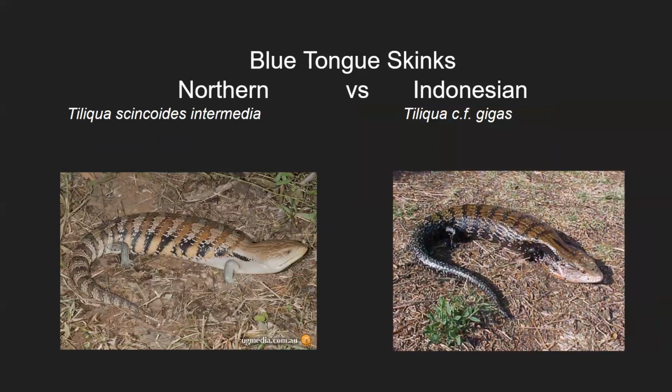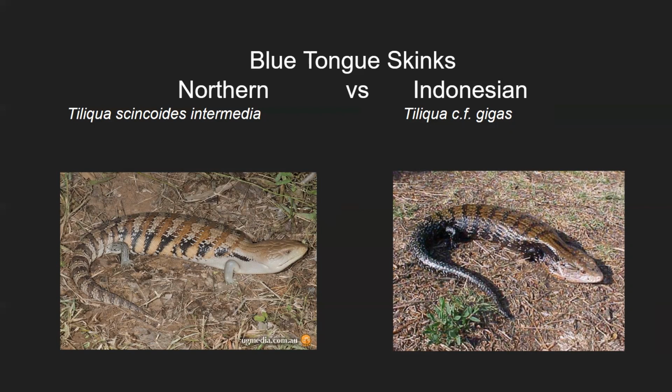All right, onwards to our blue-tongued skinks. So we have two different species. We have a northern and an Indonesian. All right, so a little bit of differences between the two. So the northern, I will show you further down on the next slide, is native to Australia. The Indonesian is native to Indonesia.